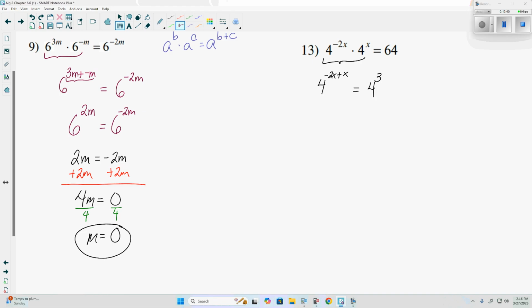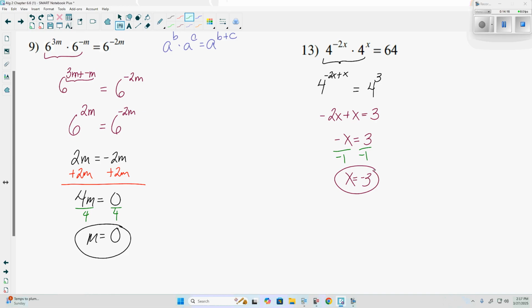Now the bases are the same, so it means we can set the exponents equal to each other. And yes, we could have combined our negative 2x plus x before we did that. So negative x equals 3, yes? Well, we don't want to know what negative x is. We want to know what positive x is. So we can either multiply or divide by negative 1, and we get x equals negative 3, yes?